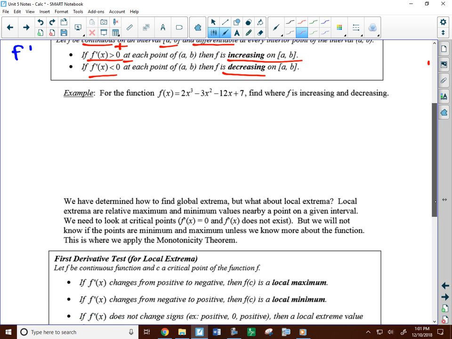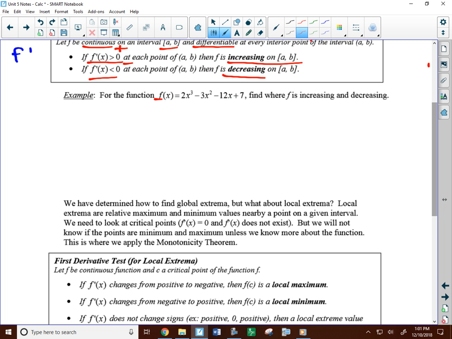Okay. I'm just going to try an example with that, where here's a function, find where f, the original function, is increasing and decreasing. Thoughts before I do? We're finding where the slopes are positive, that's increasing. So right now, increasing is where f prime is greater than 0, decreasing f prime less than 0. Positive and negative.